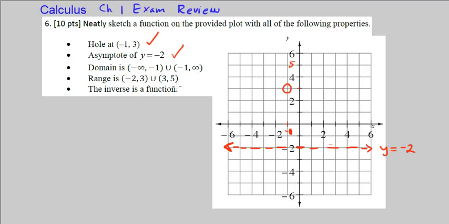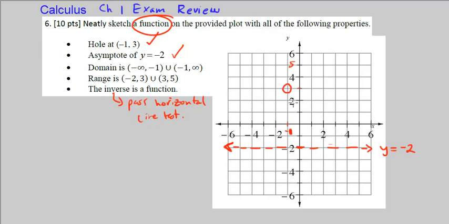Okay. And then the inverse is a function. Well, that means that because it's a function, I have to pass the vertical line test, and since the inverse is a function, I also have to pass the horizontal line test, right? Because if I swap x and y values, I still need to have a one-to-one relationship between x and y, because the inverse is also a function. That means, as shorthand, pass the horizontal line test.